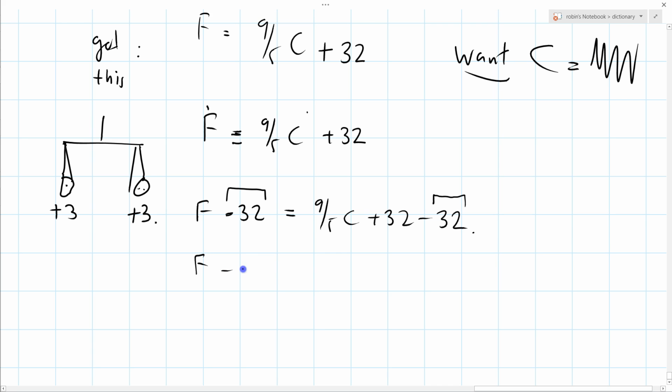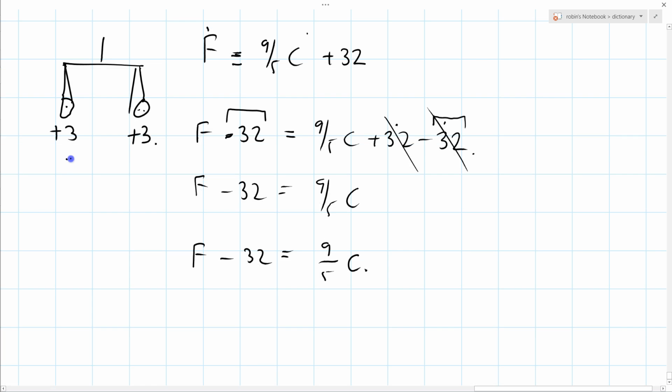So F minus 32 equals 9/5 C. Well, look, they cancel. And that's not some kind of magical mystery. All I've done is cancel 2 numbers because I'm adding 32 and subtracting 32 here. Of course, why am I subtracting 32? Specifically so this cancellation will happen. So F minus 32 equals 9/5 C.